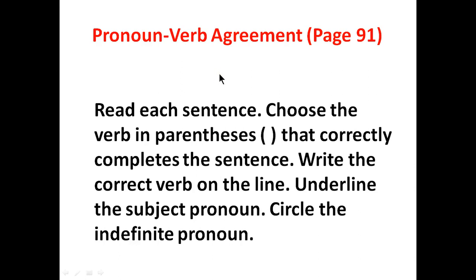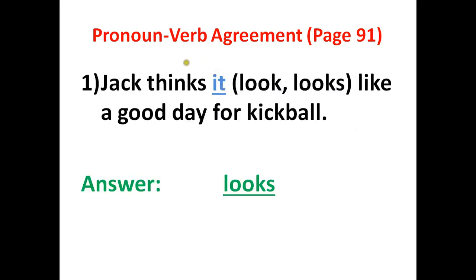Pronoun verb agreement on page 91. Read each sentence, choose a verb in parentheses that correctly completes the sentence. Write the correct verb on the line, underline the subject pronoun, circle the indefinite pronoun. Number 1. Jack thinks it looks like a good day for kickball. The subject pronoun is it. It will be underlined and write looks on the line.